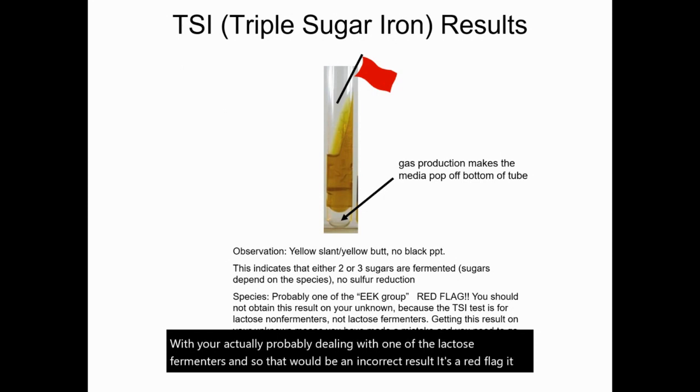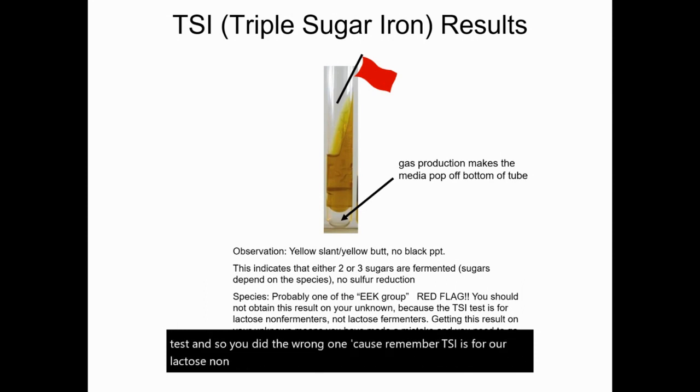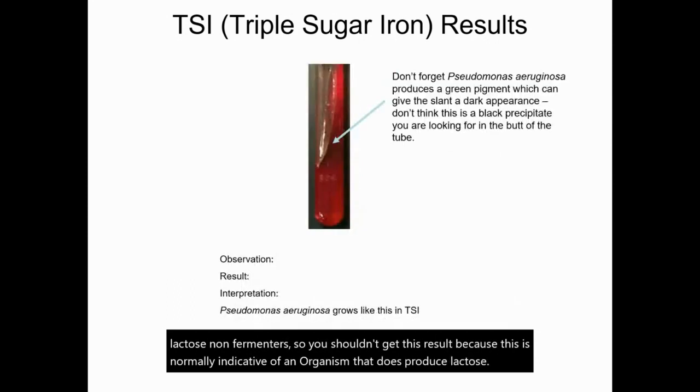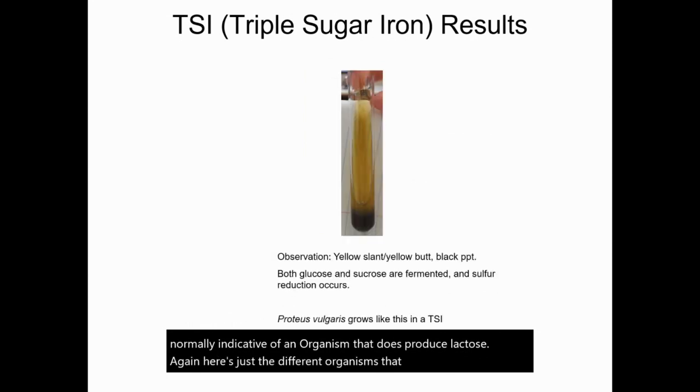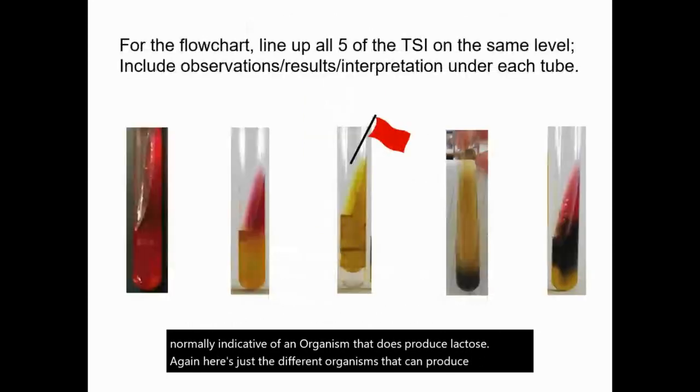It means, whoops, you probably misinterpreted something in a previous test, and so you did the wrong one. Because remember, TSI is for our lactose non-fermenters. So you shouldn't get this result, because this is normally indicative of an organism that does ferment lactose. So again, here's just the different organisms that can produce these different results.